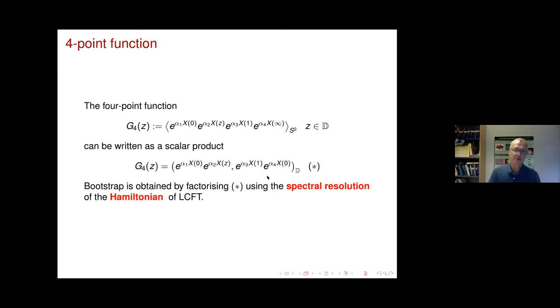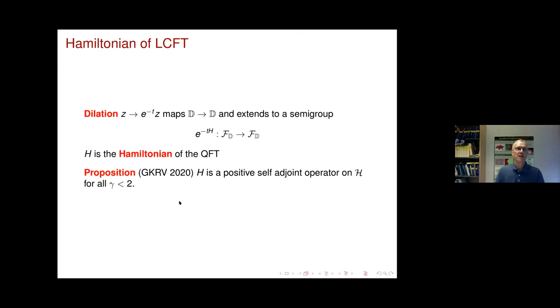Well, once you have a scalar product, you can always start thinking that maybe in here I could insert a decomposition of the unity, namely using the spectral resolution of the Hamiltonian of the quantum field theory. That's a good idea here. And that's what the bootstrap is actually based on. So let's try to do that. So the first question is, what is the Hamiltonian?